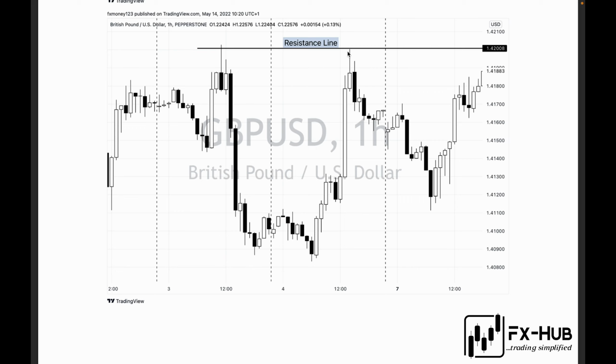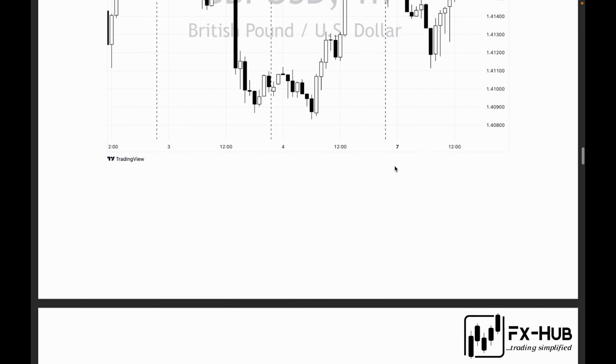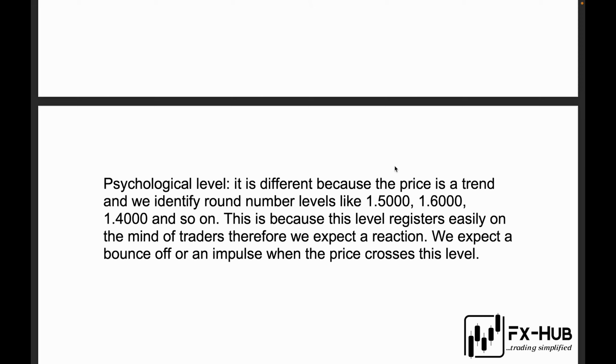So this is a resistance line, and we're expecting a similar reaction in the future. When the market came towards this level in the future, which is quite the next day, it did the same thing. So I believe this is actually getting clearer to us. So let's quickly move into the next concept, which is the psychological level. The psychological level is different because the price is a trend, and we identify round number levels like 1.500, 1.600, 1.400, and so on. This is because this level registers easily on the mind of traders. Therefore, we expect a reaction.